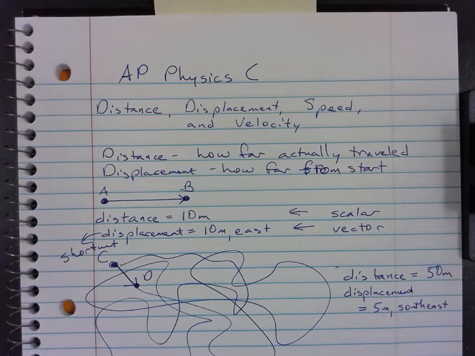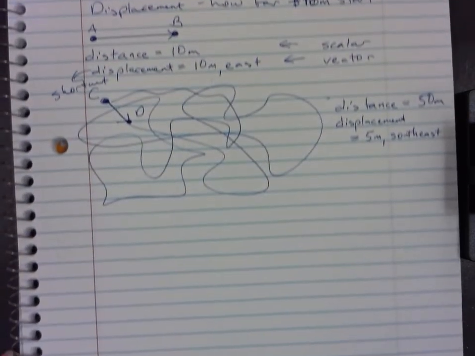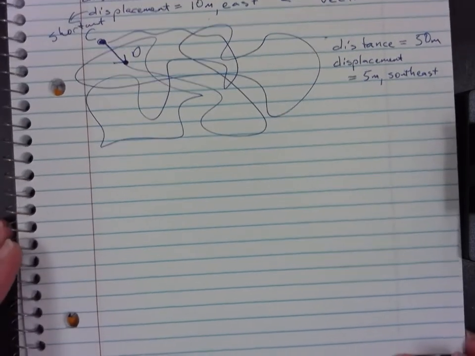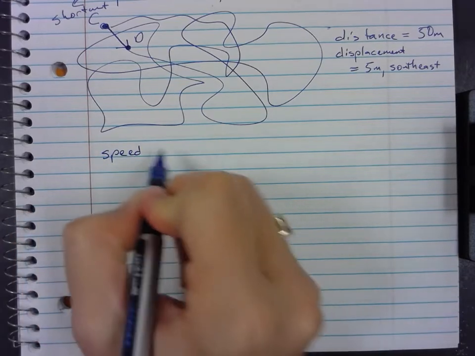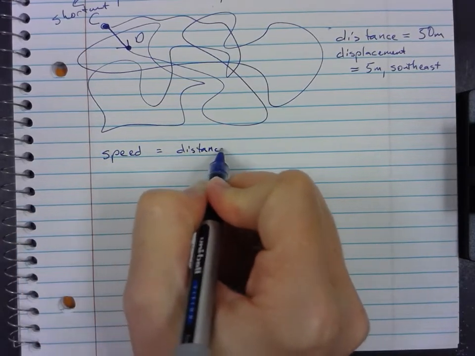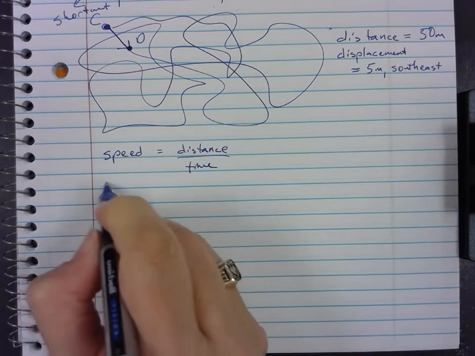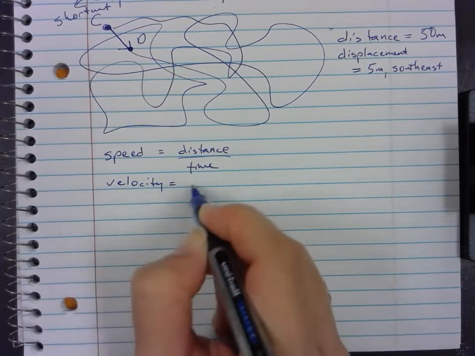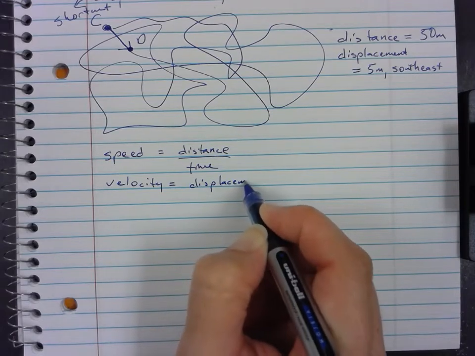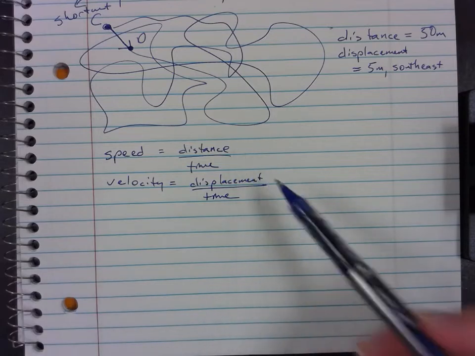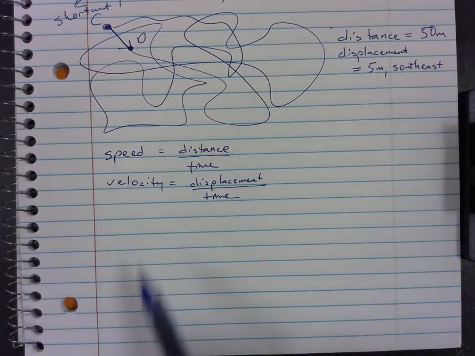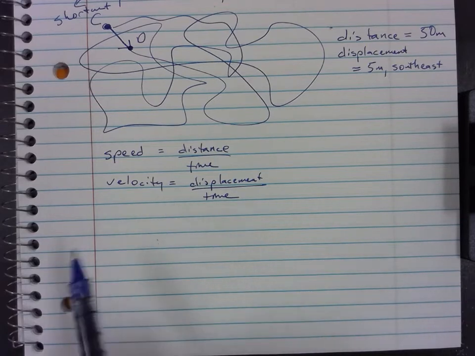Okay, then we go into speed and velocity, and they're directly related to distance and displacement. But let me slide the notebook up. Here we go. So speed is distance over time. Velocity is displacement over time. So if the distance and the displacement have the same magnitude, then the speed and velocity are going to have the same magnitude, but velocity will have a direction.